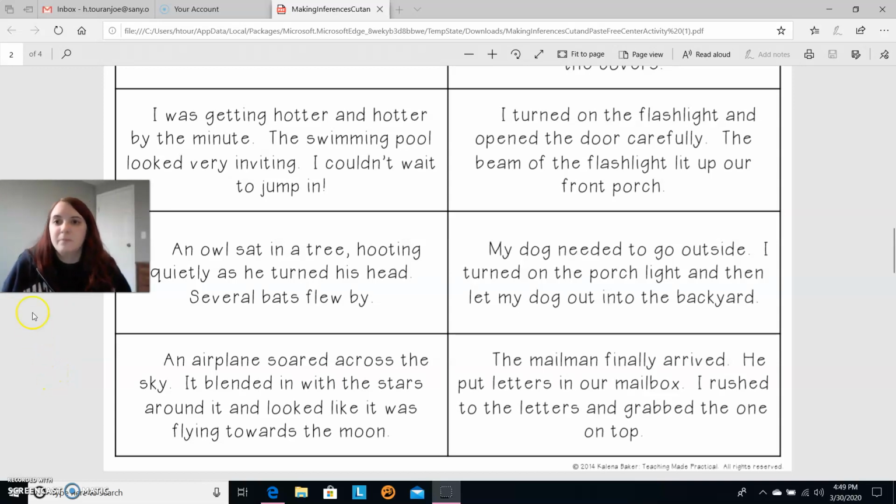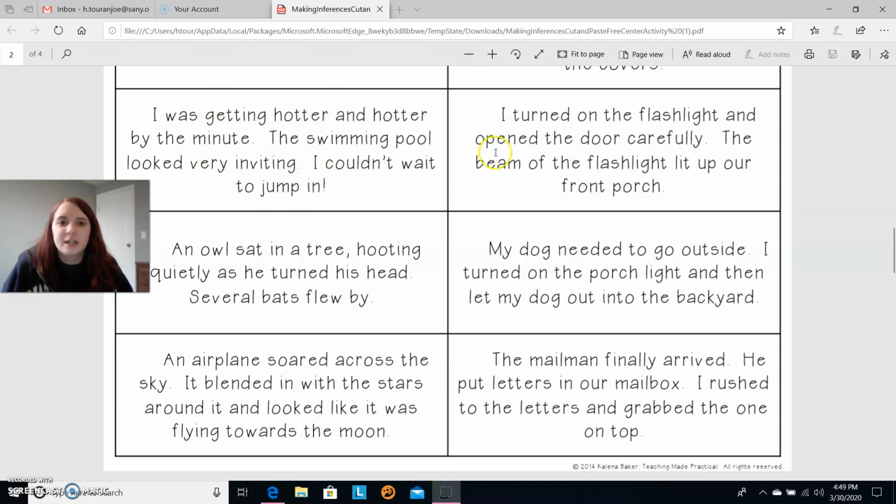Okay, let's go through them. So for number 1, it says, I was getting hotter and hotter by the minute. The swimming pool looked very inviting. I couldn't wait to jump in. Well, hot and hot, swimming pool. I'm going to say that this one was daytime. So nice job if you got that, daytime.